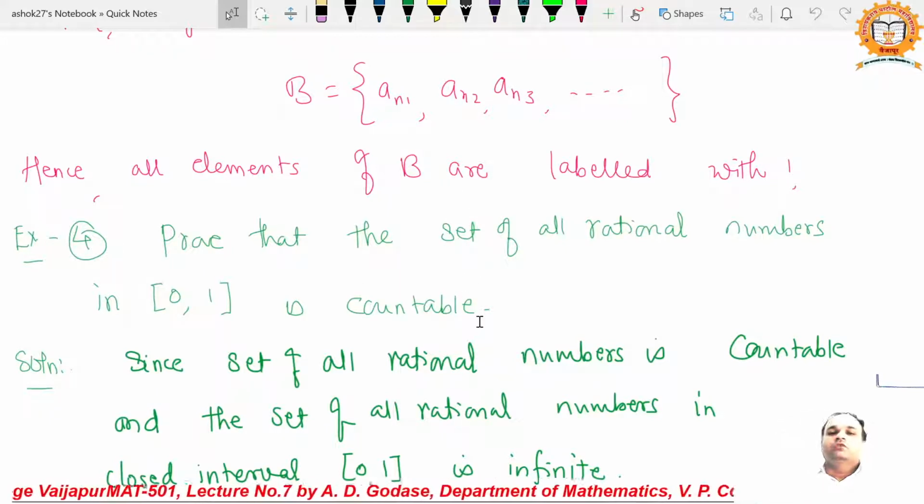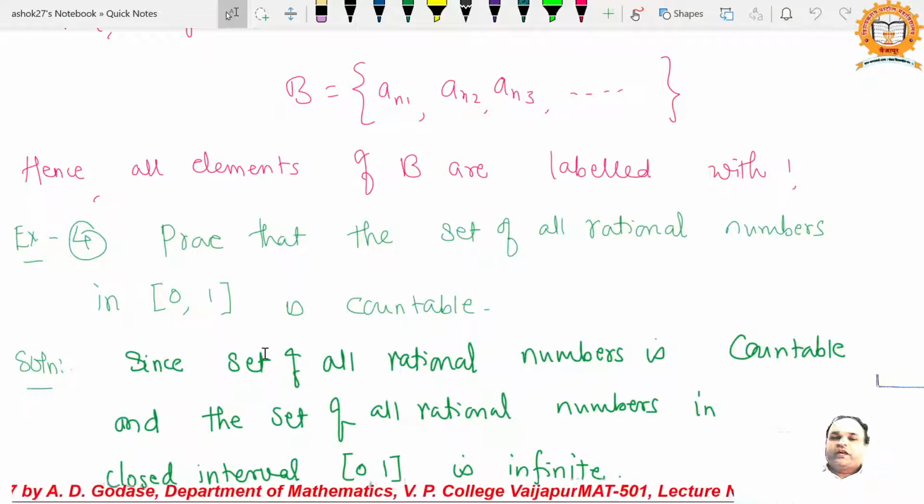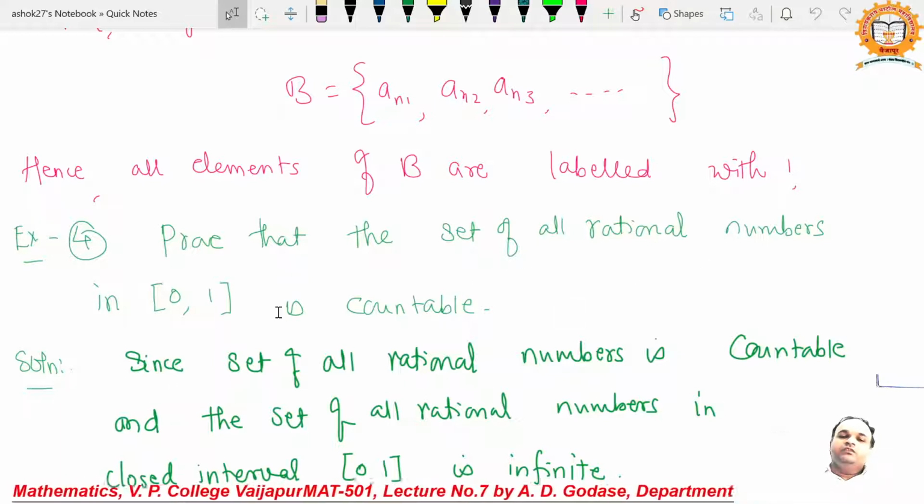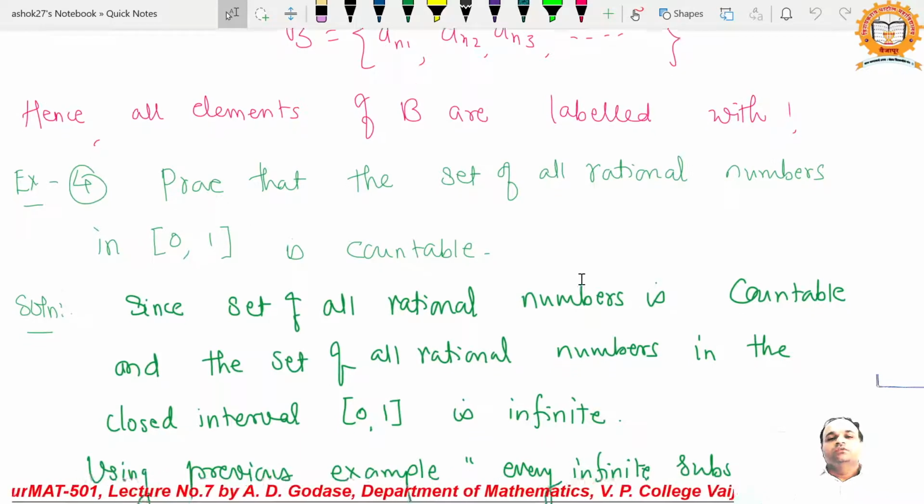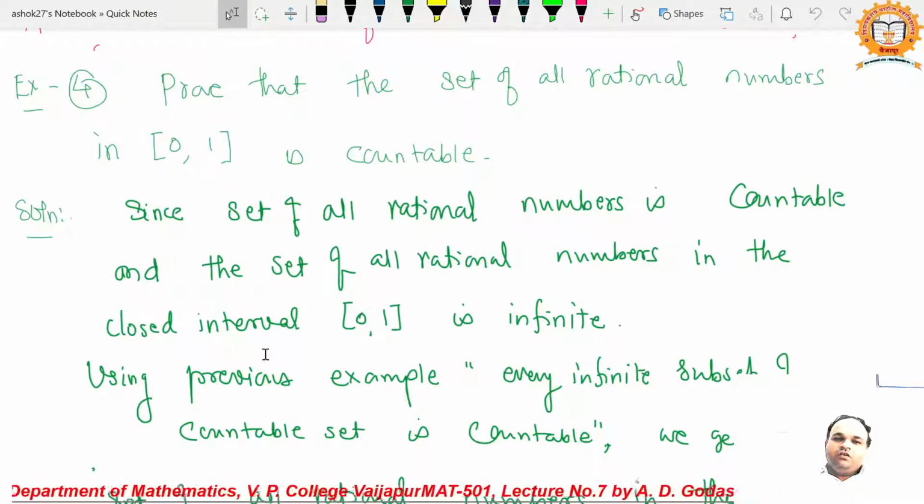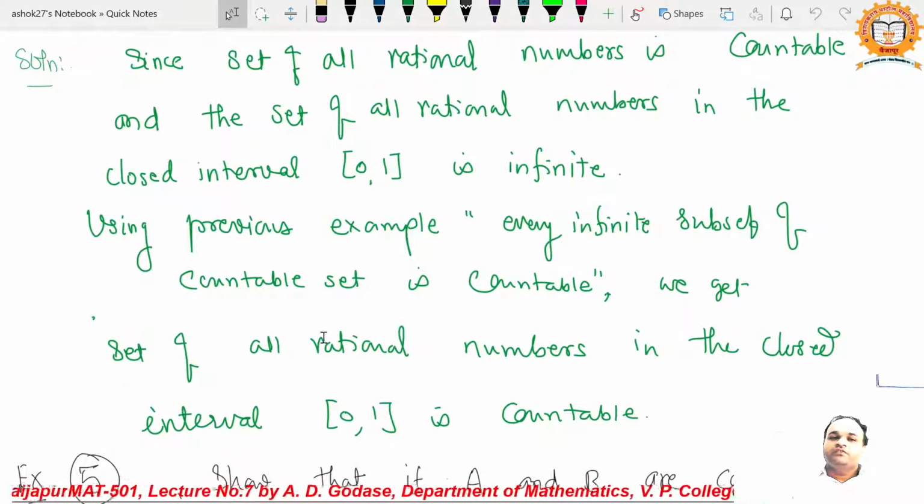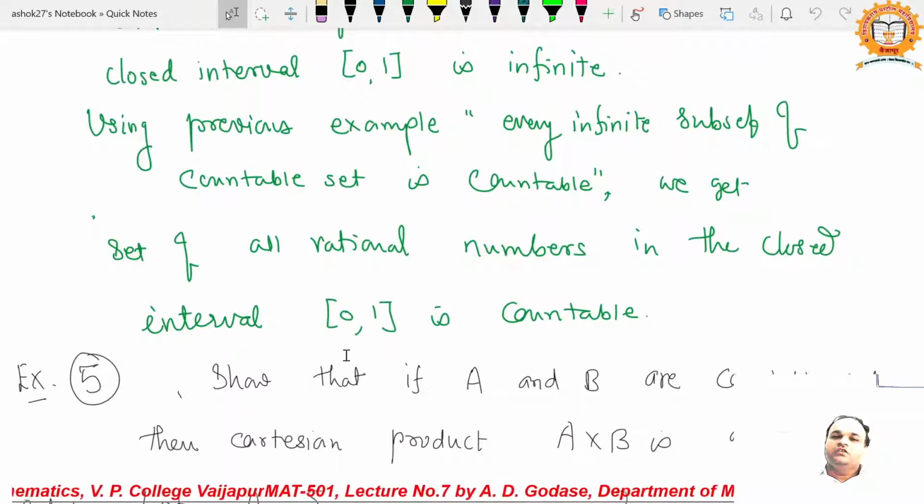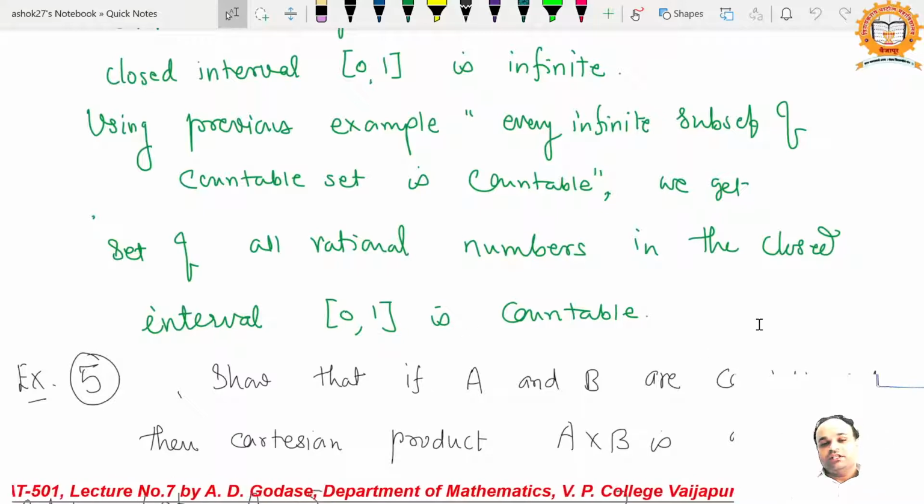So what is example number 4? Prove that the set of rational numbers in the closed interval [0,1] is countable. Already we proved in examples 1 and 2 that the set of all rational numbers is a countable set, and the set of all rational numbers between 0 and 1 will naturally be an infinite subset of the set of all rational numbers. So using the previous example, that every infinite subset of a countable set is countable, we get that the set of all rational numbers in the closed interval [0,1] is countable.